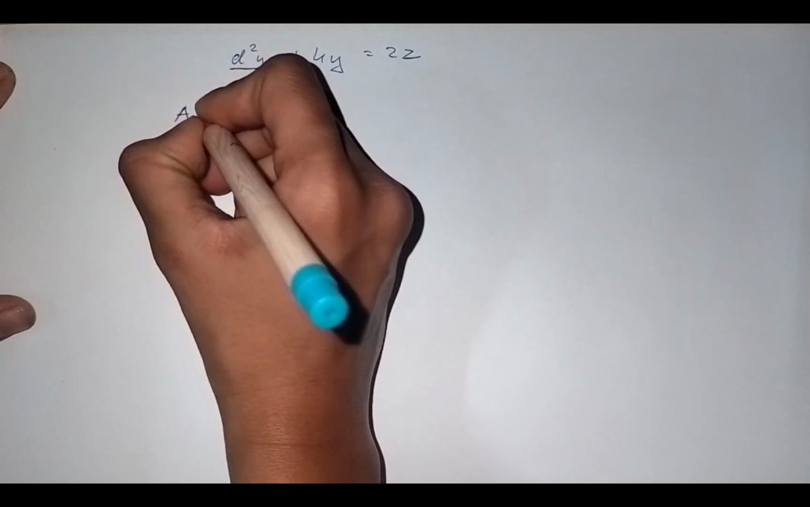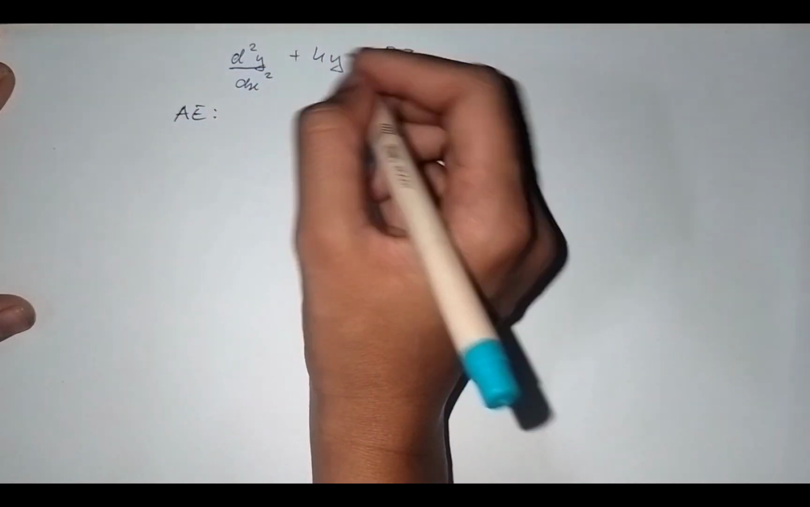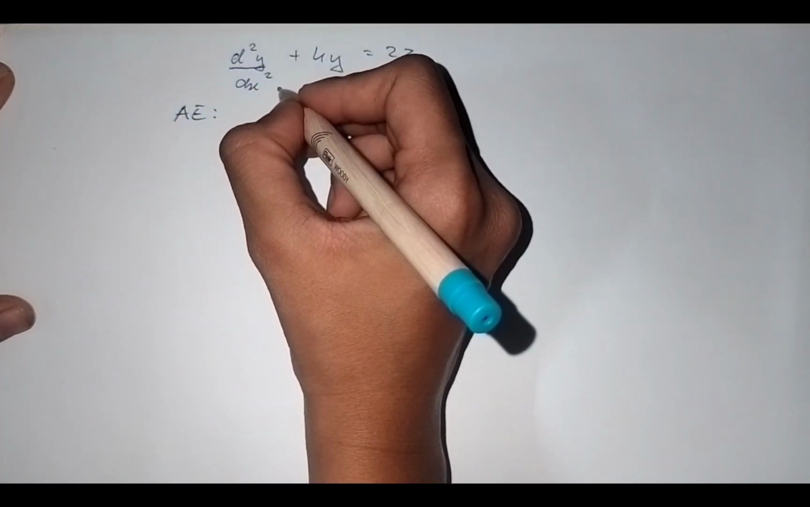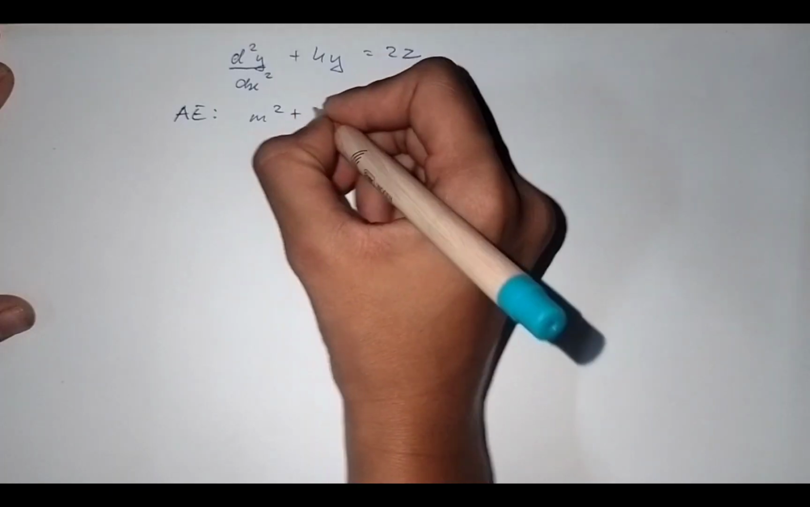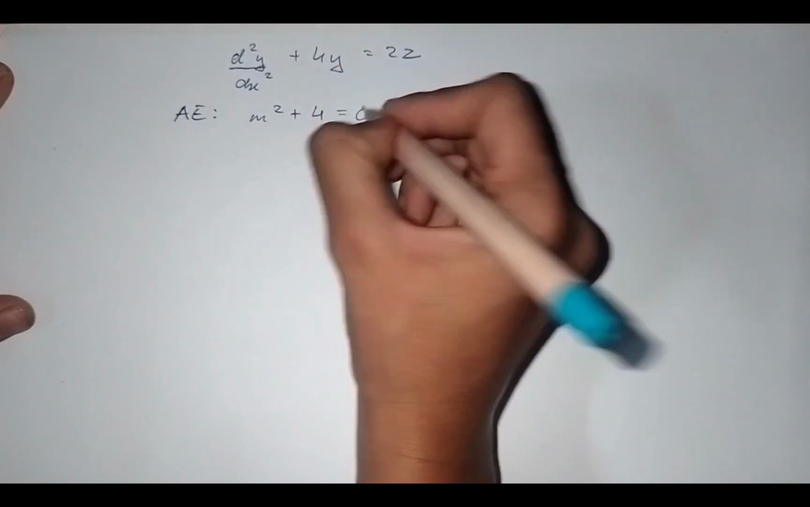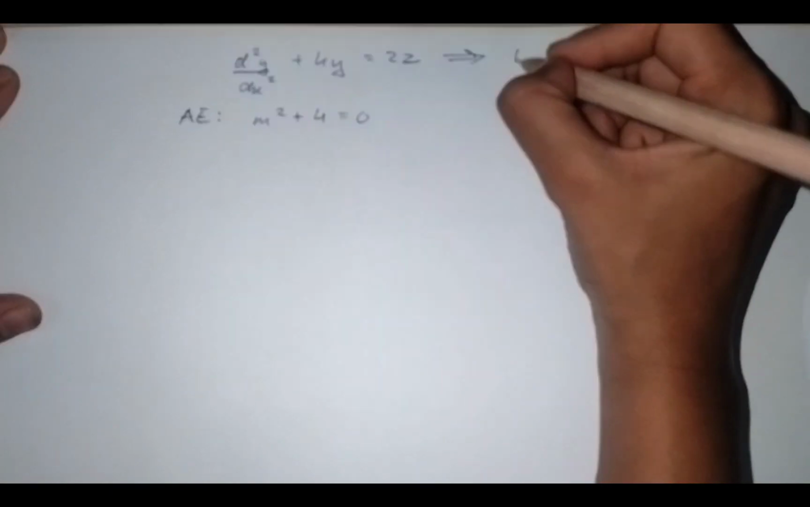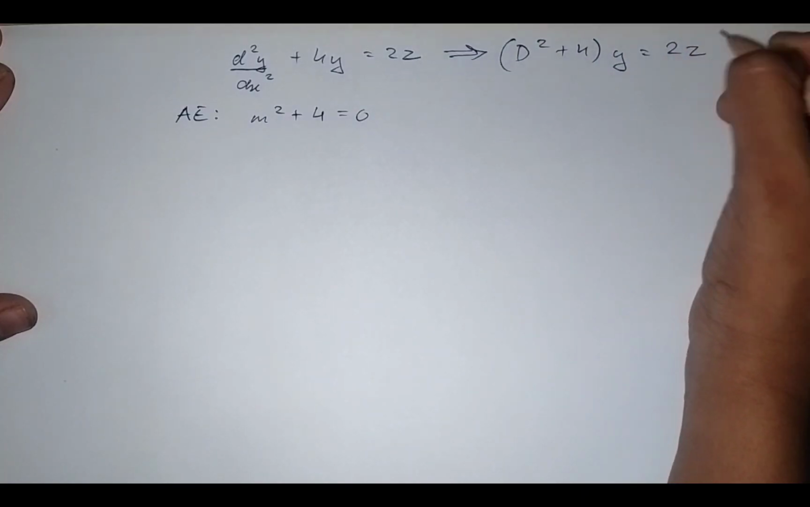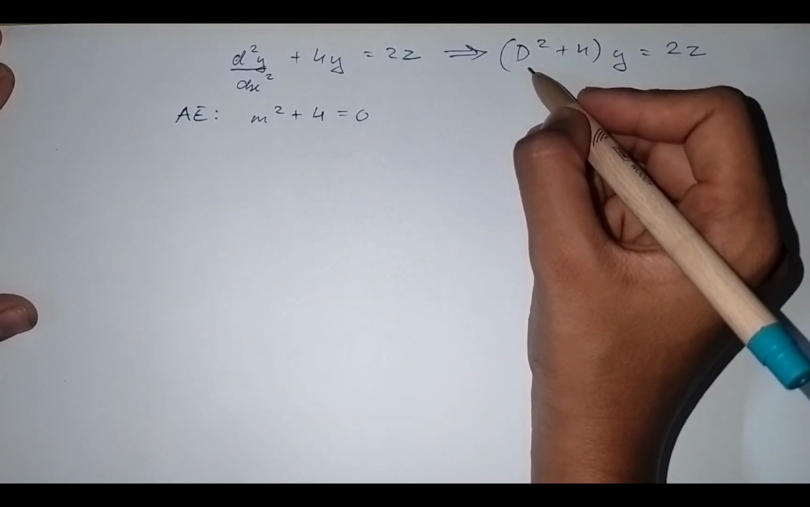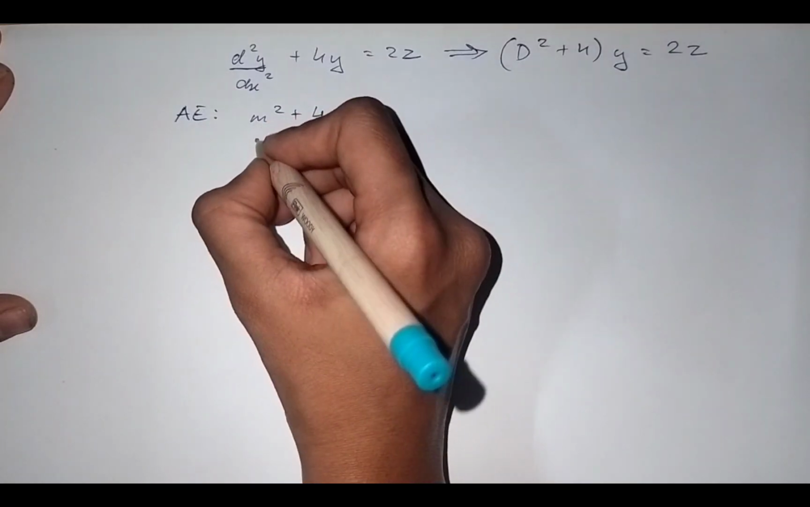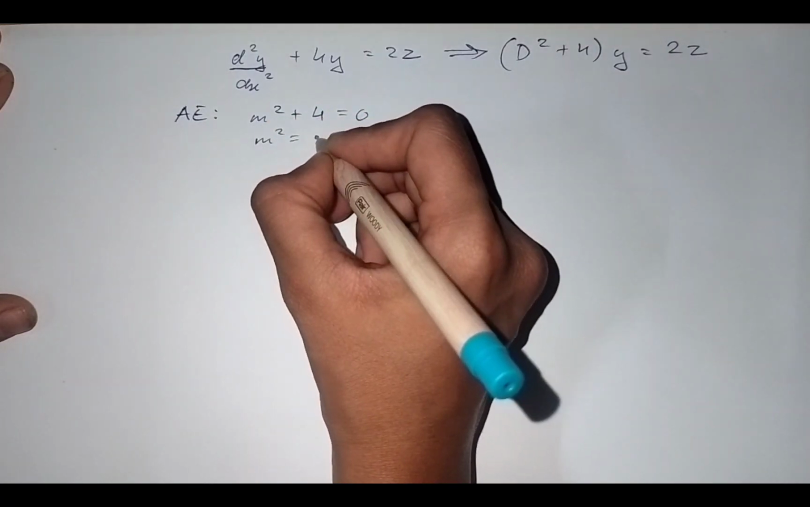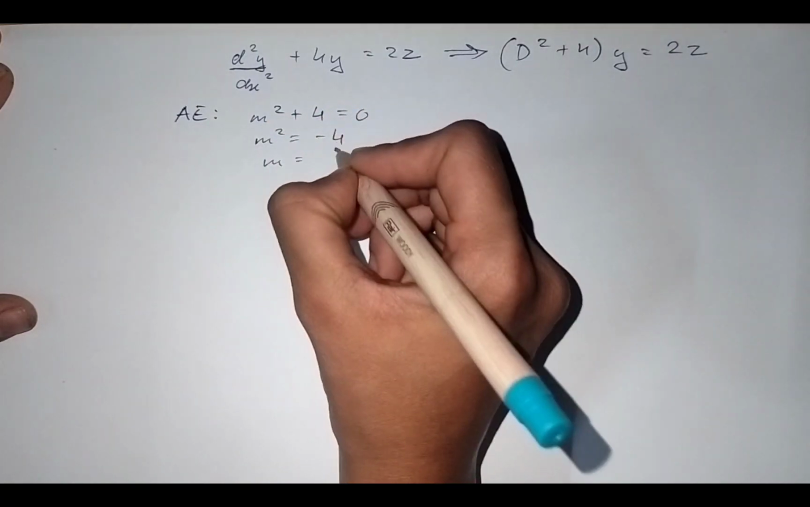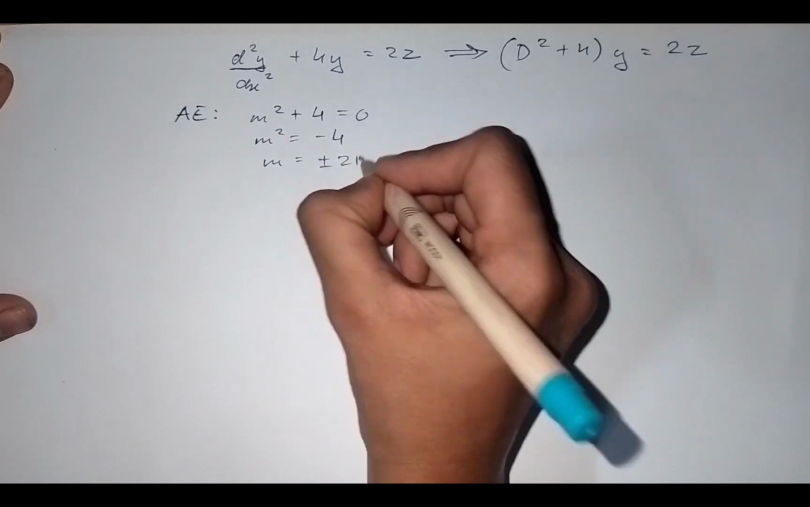Finding the auxiliary equation, we can write this as m square plus 4 is equal to 0, as this is D square plus 4 of y is equal to 2z, where capital D stands for d by dx. Now solving this, we get m square is equal to minus 4, or m is equal to root of minus 4, that is plus or minus 2i.